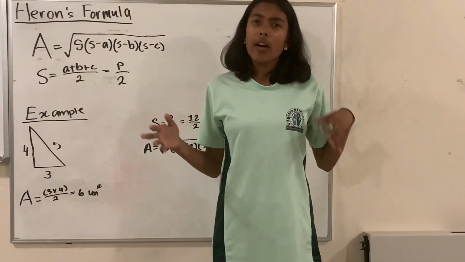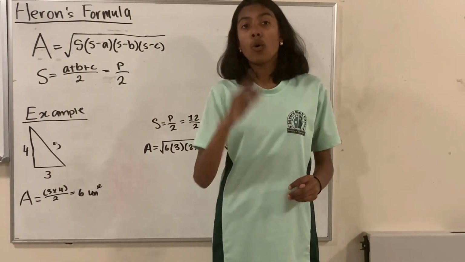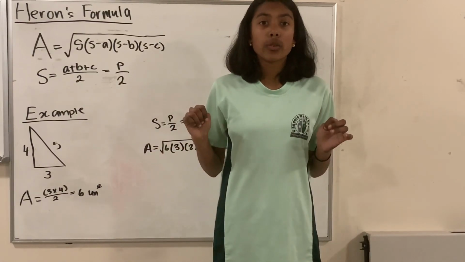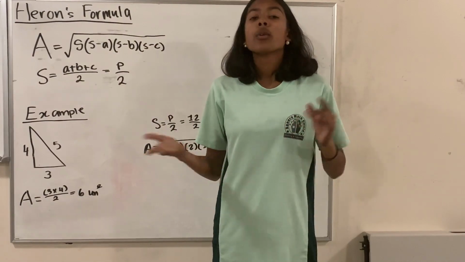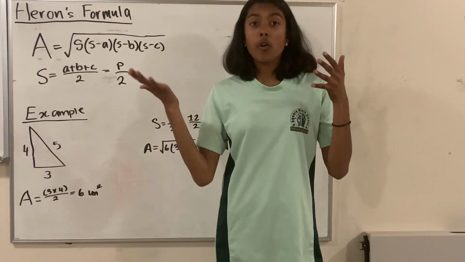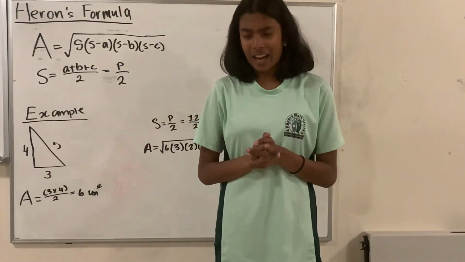Also, S is the perimeter divided by 2, or A plus B plus C over 2. So to show you how this works, let's do an example. We have a common right triangle, which is a 3, 4, 5. We already know that the area is 6 units squared because 3 and 4 are the bases. 3 times 4 is 12, divided by 2 is 6. But let's try it with Heron's formula.